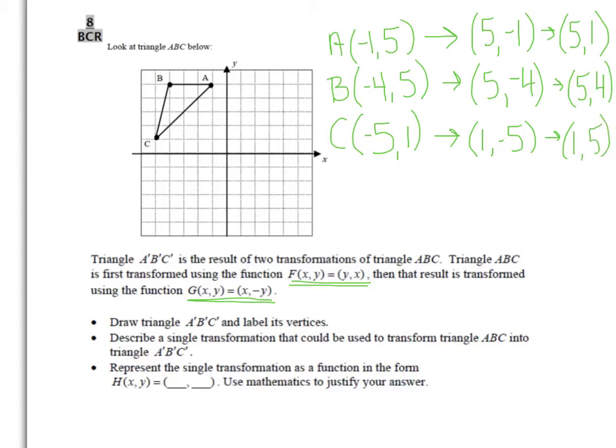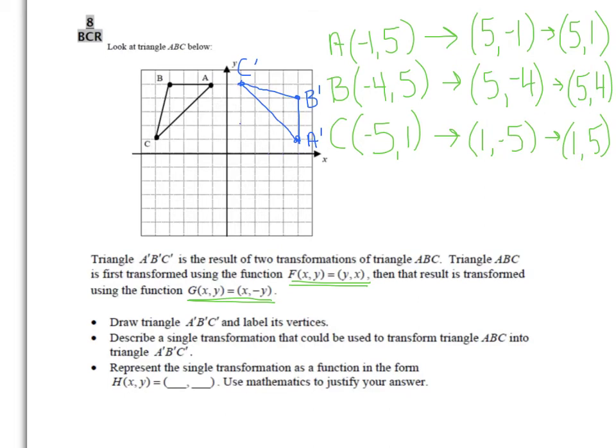So it asks you to draw triangle A prime, B prime, C prime, and label its vertices. So I have 1, 2, 3, 4, 5, up 1. This is A prime. I have 5 and up 1, 2, 3, 4. This is B prime. And I have 1 and up 1, 2, 3, 4, 5. This is C prime. And this gives us our triangle A prime, B prime, C prime with its vertices labeled.